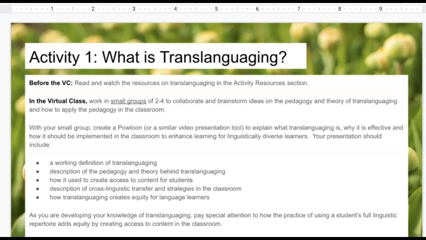As you are developing your knowledge of translanguaging, pay special attention to how the practice of using a student's full linguistic repertoire adds equity by creating access to content in the classroom. Try to make your presentation around 5 minutes or so, okay? I think with Powtoon and Vyond you can use up to over 5 minutes.